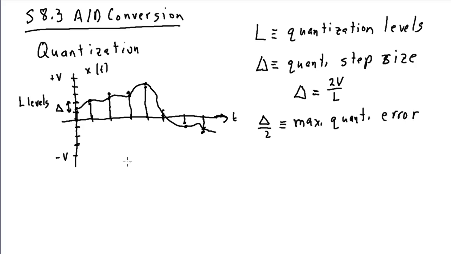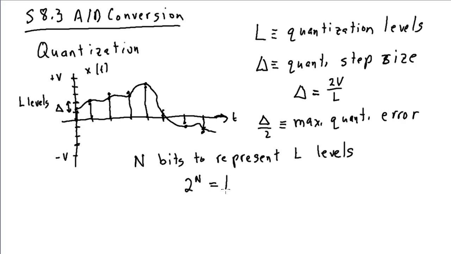Now, with binary encoding, we can use capital N bits to represent our L levels. And this is the relationship between the number of bits and the number of levels, L. So again, you're familiar with this from your previous digital classes. So with 8 bits, you can represent 256 different things. So 2 to the 8 is 256. With 10 bits, that's 1,024 different levels. As the number of bits increases, the number of levels increases, our step size will decrease, and our maximum quantization error will go down. So this is the relationship between N and L.